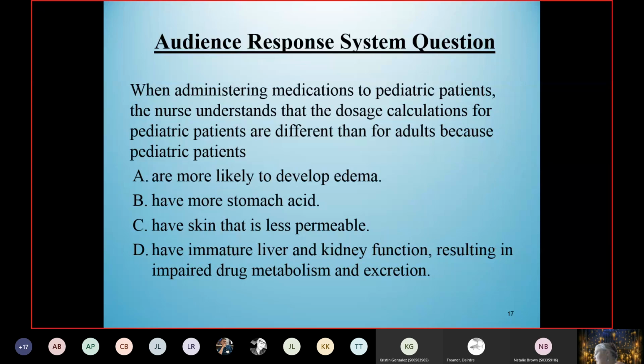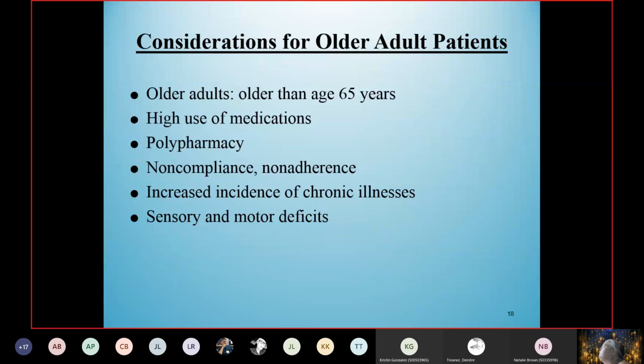Yep, exactly. D. Immature liver and kidney function, immature organ function in general. Older adults. So we're talking about adults over 65. They use a lot of medication. They'll have polypharmacy, which is the use of multiple medications. That increases the risk for drug interaction. So for a patient who takes 5 medications, the chance of a drug interaction is 50%. And if they're taking 10 or more medications, that goes up to 100%. When you're dosing with older adults, go low and slow.